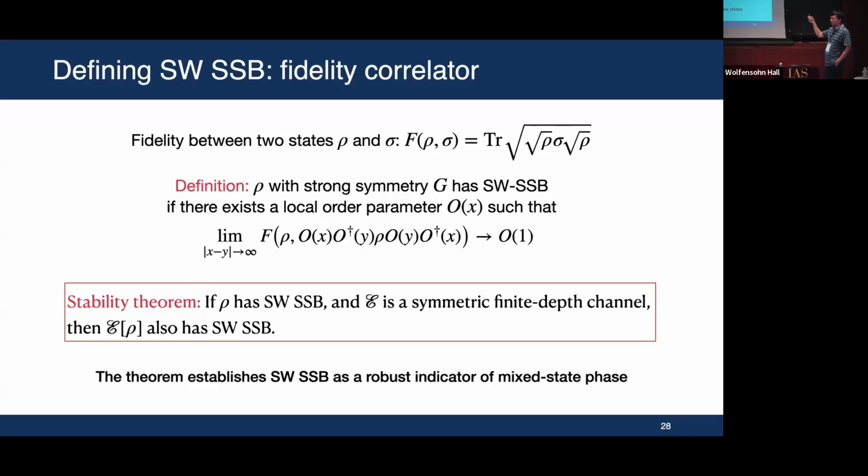If you start from a density matrix which has strong to weak symmetry breaking, and you apply a symmetric finite depth quantum channel to this state, the resulting state will also have strong to weak symmetry breaking. So you cannot destroy strong to weak symmetry breaking by applying a symmetric finite depth channel. If you start from something that has this property, it's going to remain no matter what you do, as long as you preserve the symmetry, and what you do means applying some quantum channel. That means we do have strong to weak symmetry breaking as a phenomenon that's universal throughout the phase diagram. You cannot destroy it.